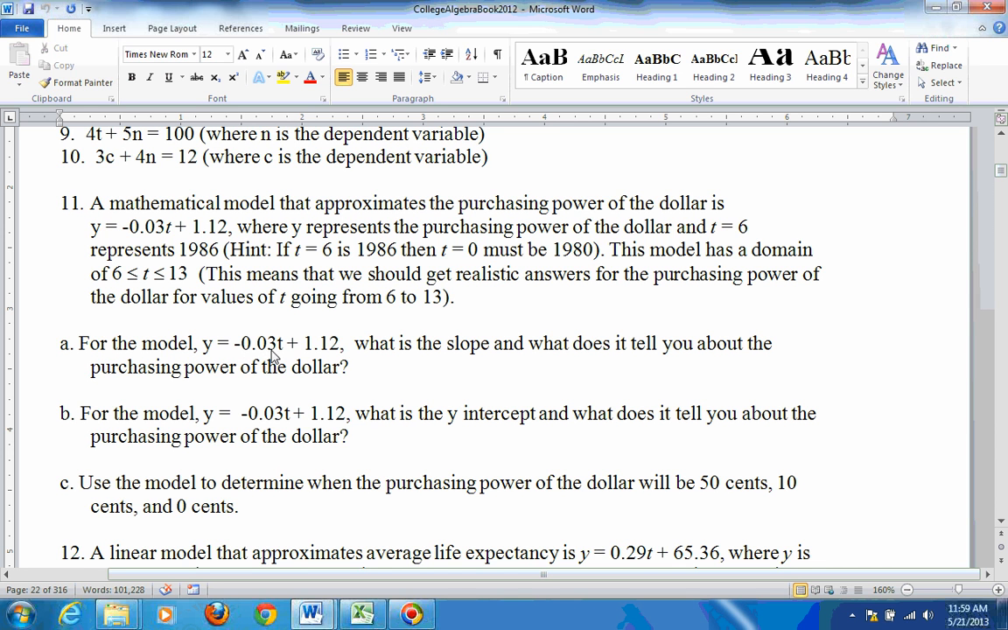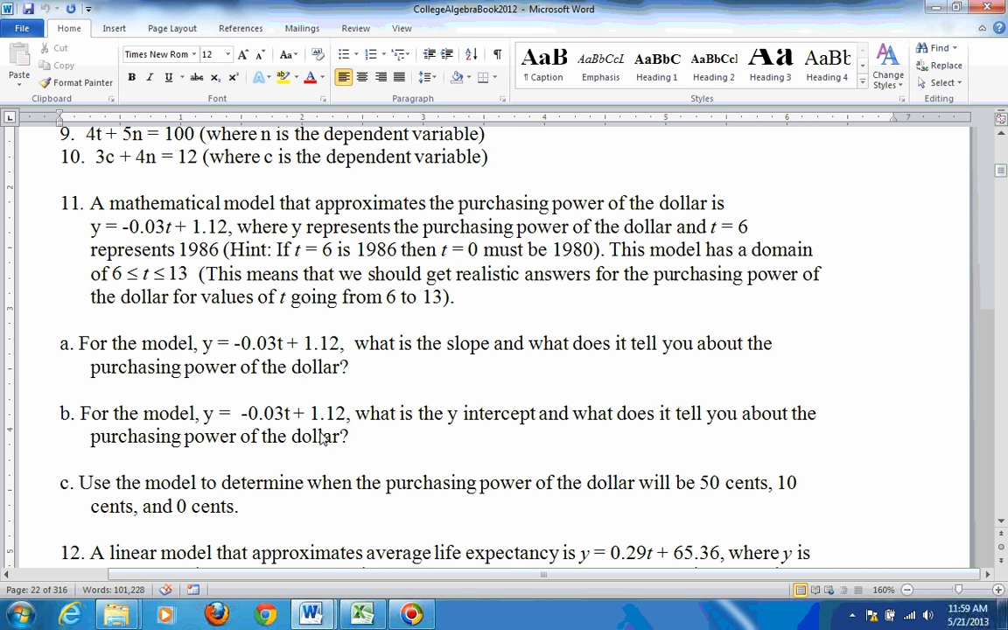Why every year? Because this is negative 0.03 over 1, and you're running along the time axis. So you're running 1 every time the purchasing power goes down 3 cents. Purchasing power drops 3 cents every year is what the slope means.